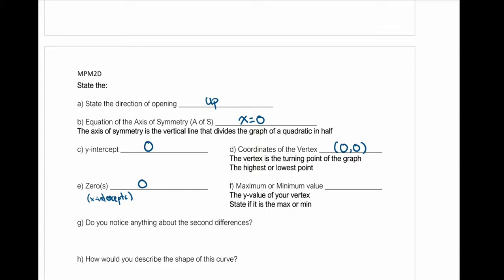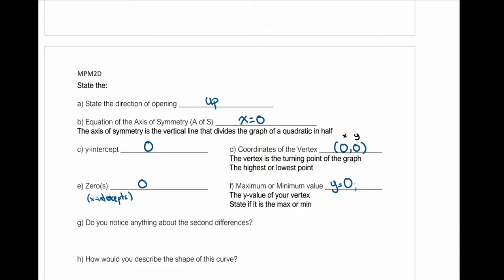So our x-intercept is 0. The minimum or maximum value, or in other words, what we call the optimal value, in this case, is the y value of our vertex. And we see our vertex over here, (0, 0). Again, remember y is the second value. So in this case, the y value of our vertex is y equals 0. So that is our max or min value, or our optimal value.